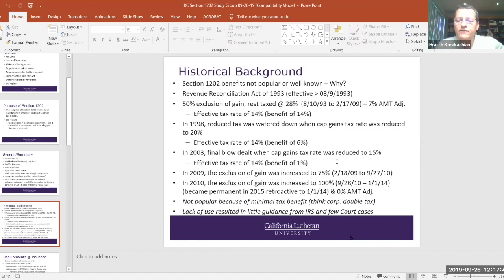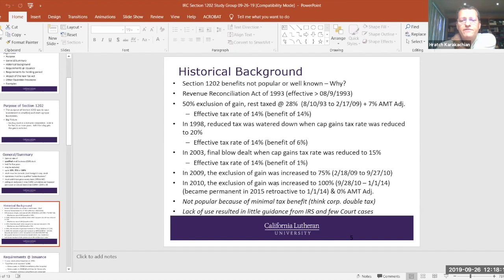So for example, if you have an investor who acquired shares in 1998, they would get the 50% benefit, even if they sold their shares today. For somebody who bought their shares in late 2009, they would get the 75% exclusion. So to get the 100% exclusion, the shares have to have been purchased after September 28th of 2010.